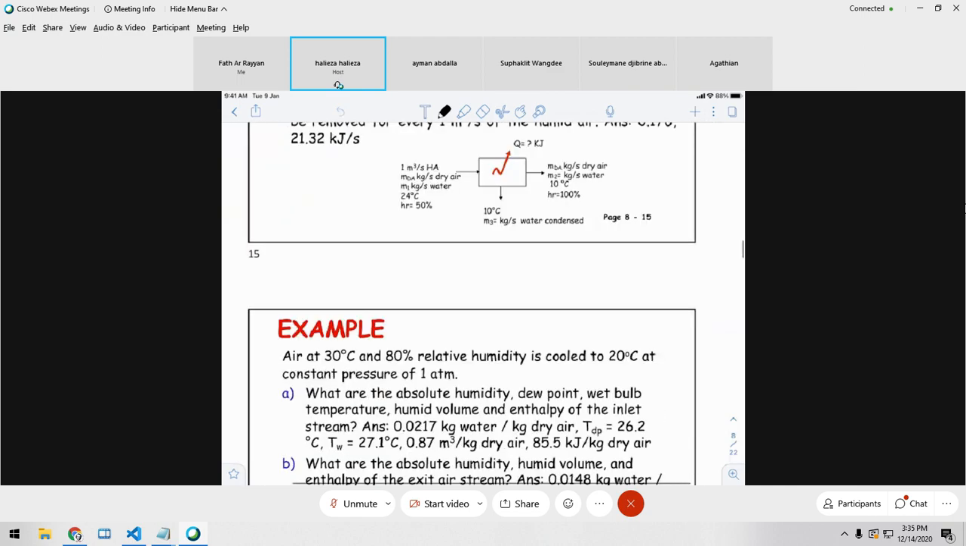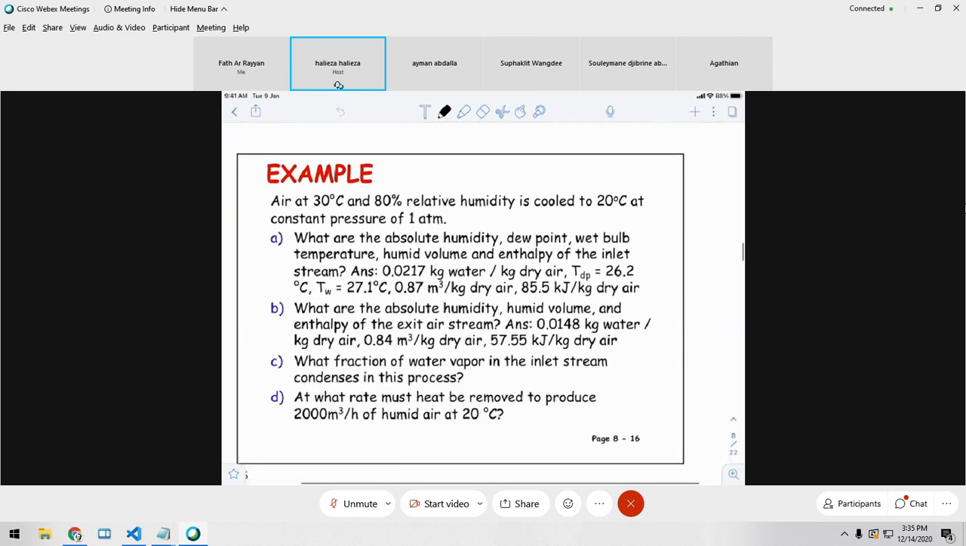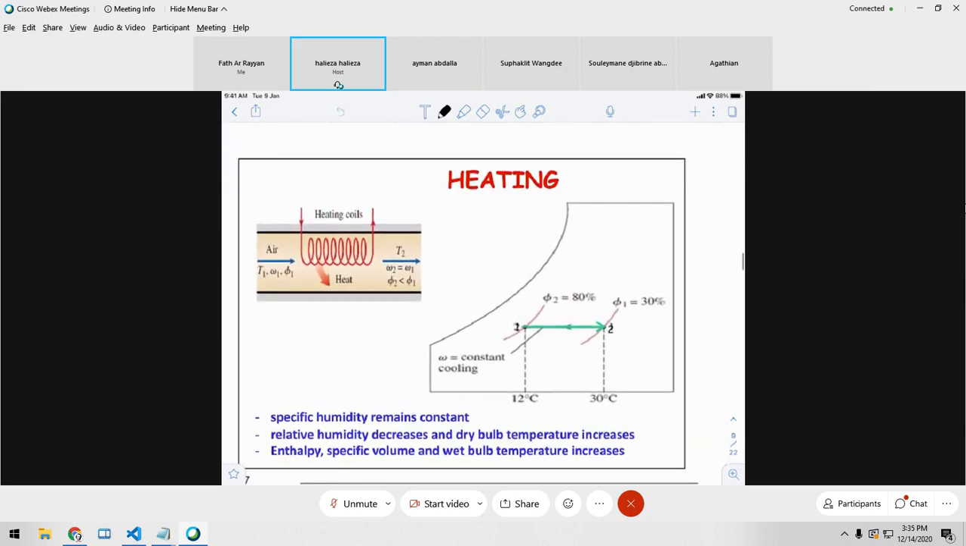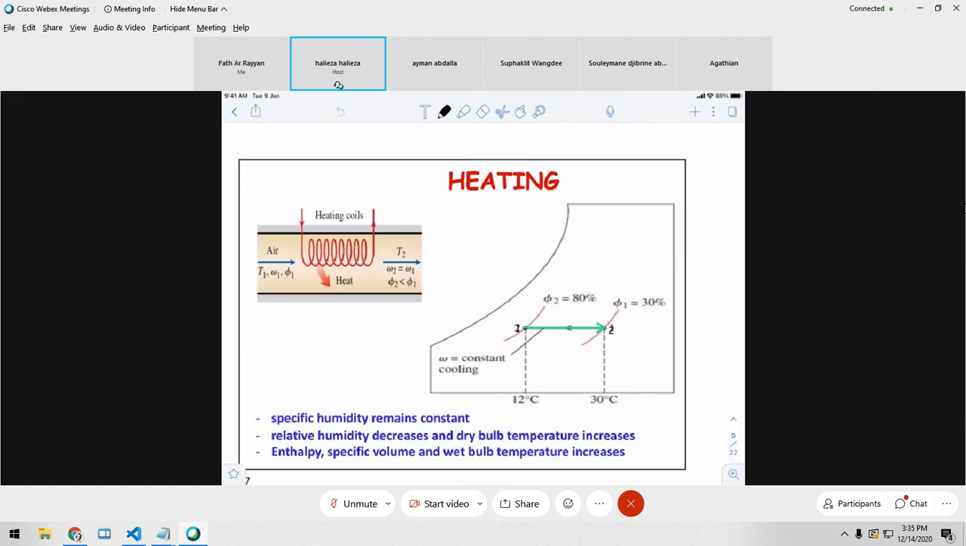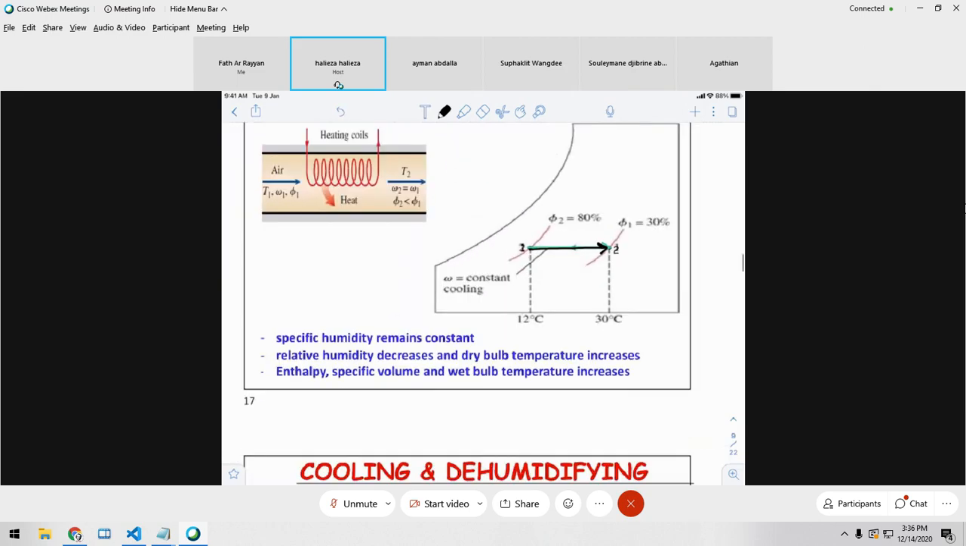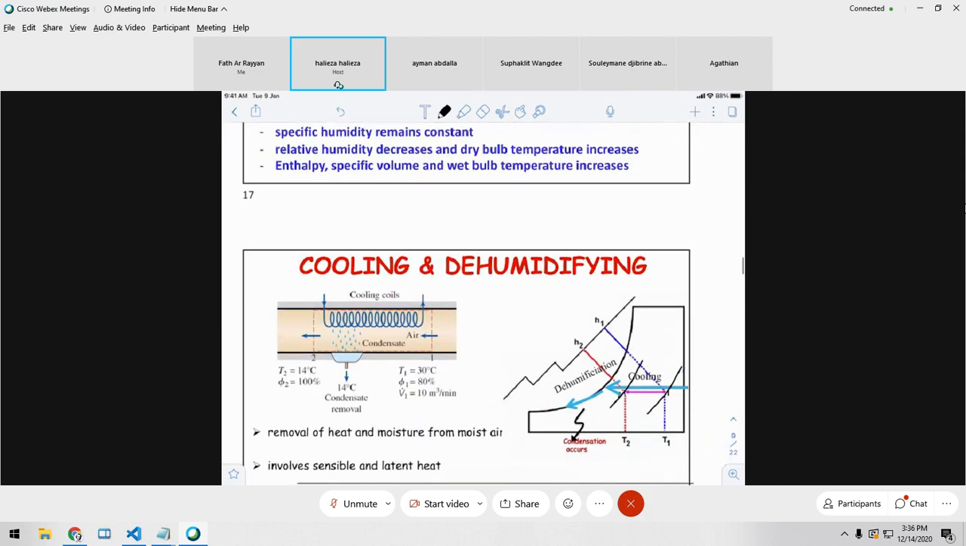So now we're going to look at something slightly different, cooling. The only difference is that you go horizontally from a lower temperature to a higher temperature. That's what happened in heating. Just now we were looking at cooling. When we did cooling, we go the reverse direction. Okay, that's cooling.